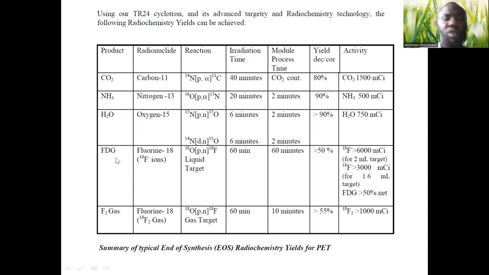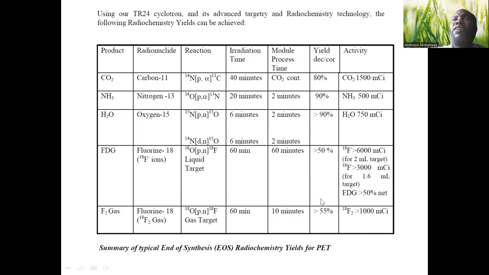FDG, which is very common in PET, uses the radioactive material fluorine 18. Our target material is oxygen 18, which is like water, kind of like heavy water. It's a water, actually. We send the oxygen 18 water to the target and bombard it with proton. A neutron is given off, and we have fluorine 18. And 60 minutes is the average running time for this cyclotron in the TRS-24. And the module time is 60 minutes, and the yield is like 55%.